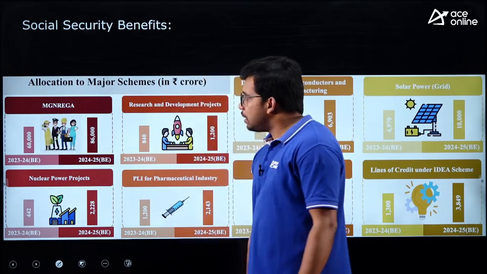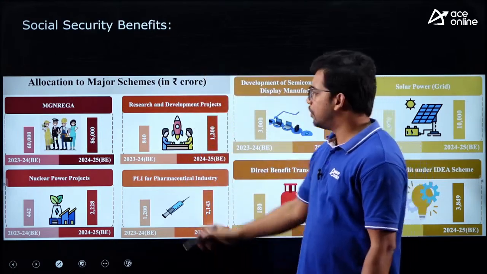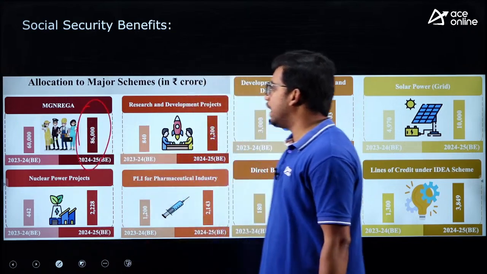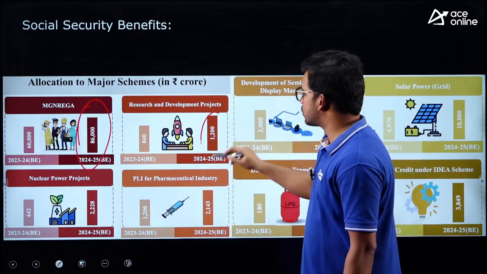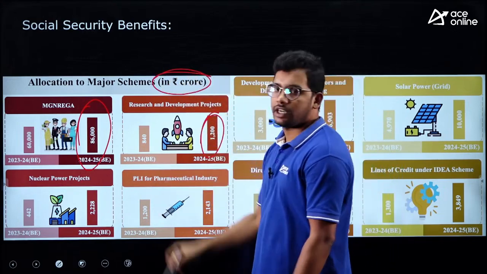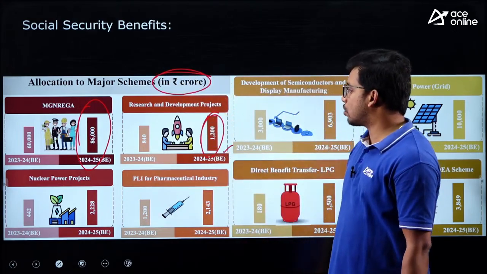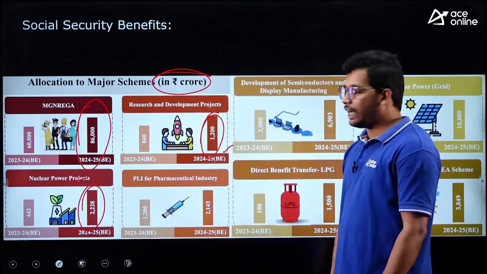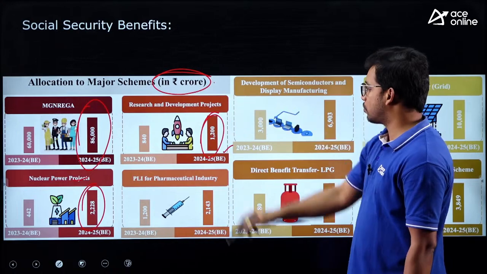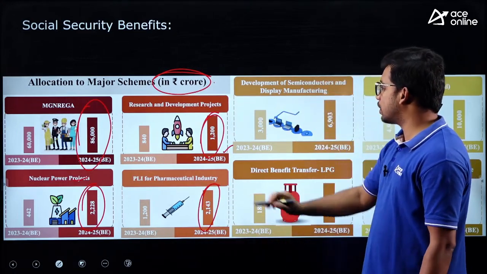Now, what the schemes government has allocated, we can quickly go through it. You can see in the PDF, MGNREGA has got 86,000 crore in funds. Research and development projects are in terms of crores. Research and development, government has given 1200 crore, nuclear power projects 2228 crores, and the pharmaceutical industry government is giving 2143 crore.